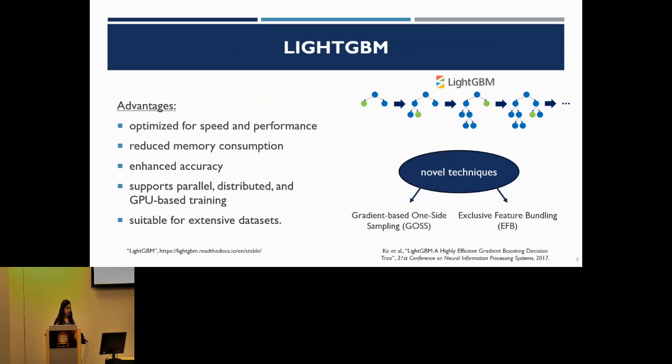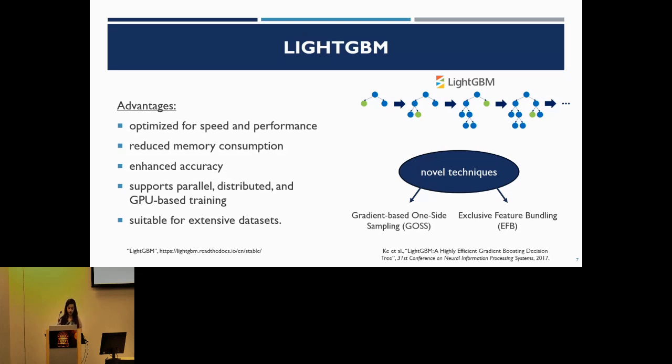LightGBM is short for Light Gradient Boosting Machine. It is a gradient boosting framework that was developed by Microsoft. It's optimized for speed and performance, and it's known for a reduced memory consumption. It also boasts two novel techniques that allow for a faster processing, and these are gradient-based one-side sampling and exclusive feature bundling.